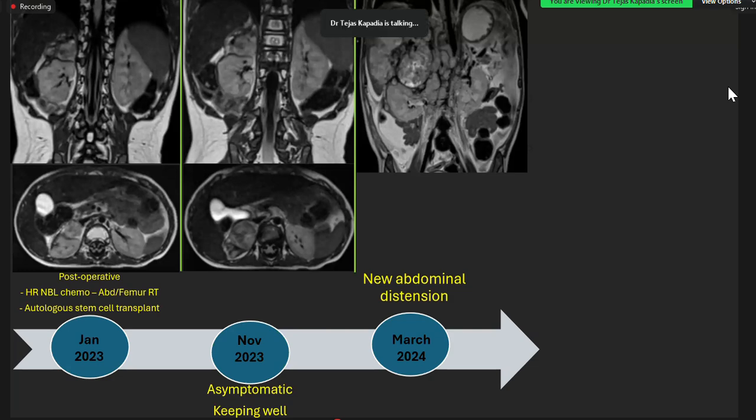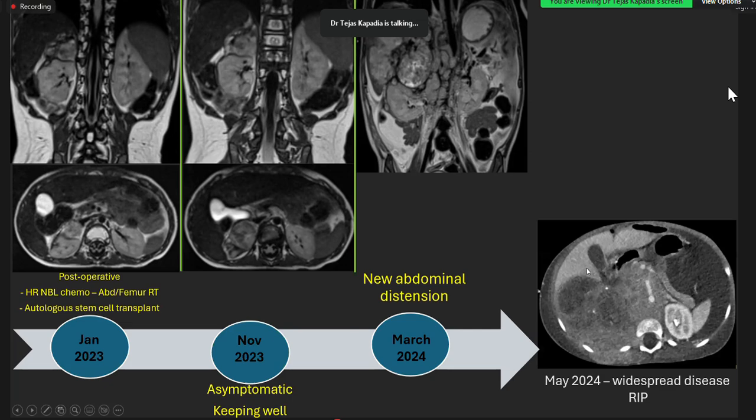But unfortunately in this case, a molecular analysis showed that they were biologically quite high risk, with MYCN amplification and chromosomal aberrations. They are at a high risk of recurrence, and that's what happened. From November 23 to March 24, they had a large recurrence in the upper abdomen, and then eventually it became quite widespread in just 2 months, and the patient did not survive the recurrence in this particular case.